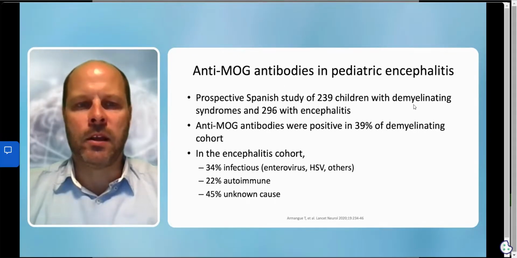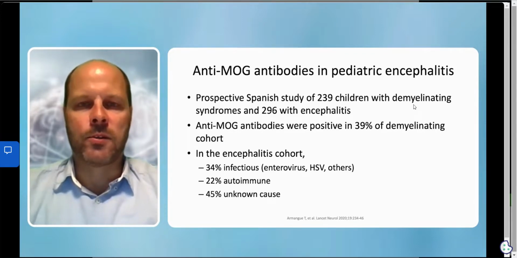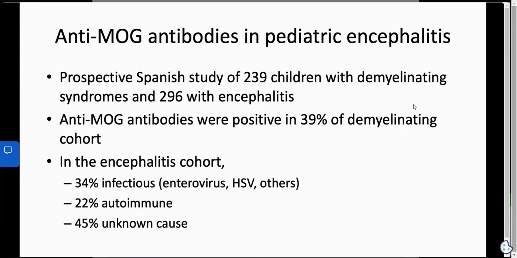Within the demyelinating cohort, not surprisingly, anti-MOG antibodies were positive in 39% of the patients, and that had been shown previously in other cohorts as well. If we look more closely at the subgroup of patients with encephalitis, 34% were found to have an infectious cause, again with enterovirus and HSV being the most common. 22% were autoimmune, and 45% had no known cause found.